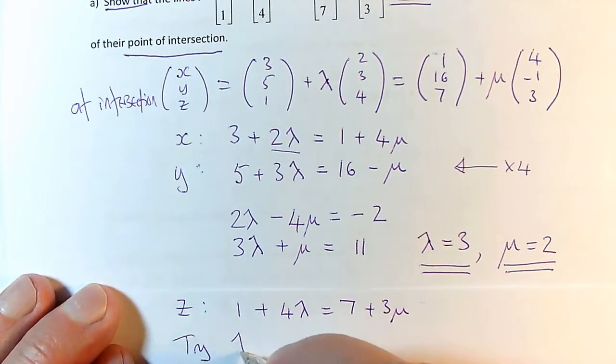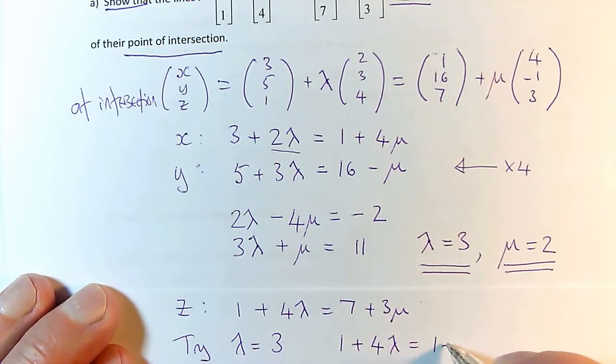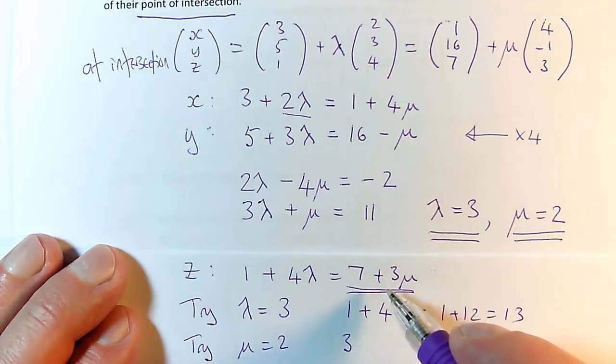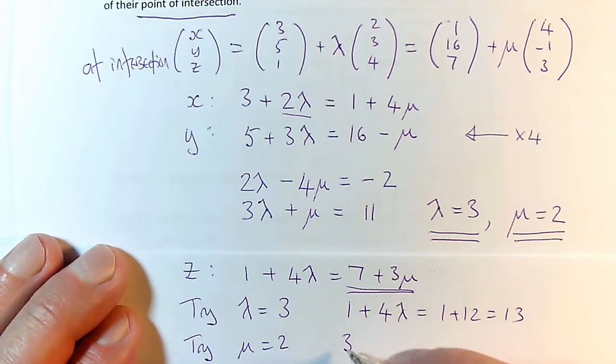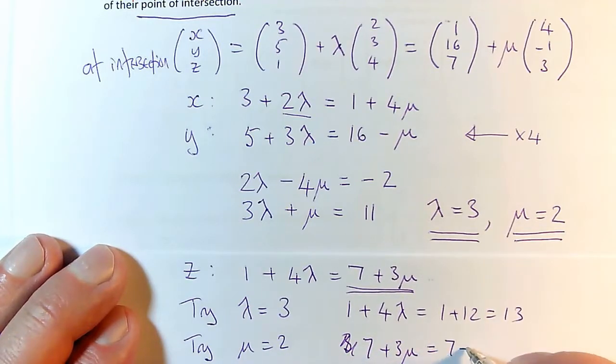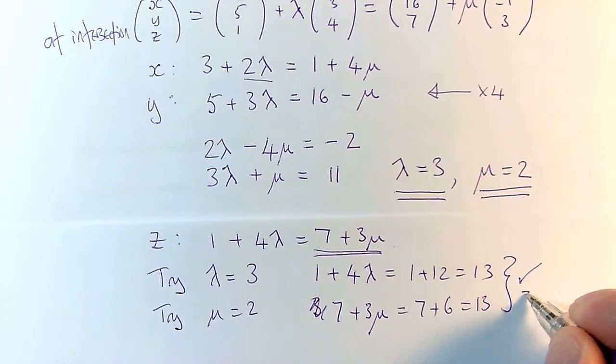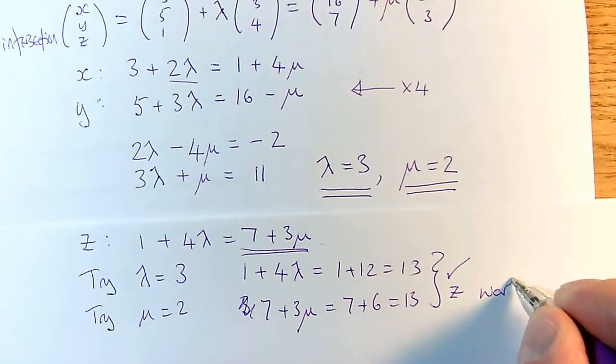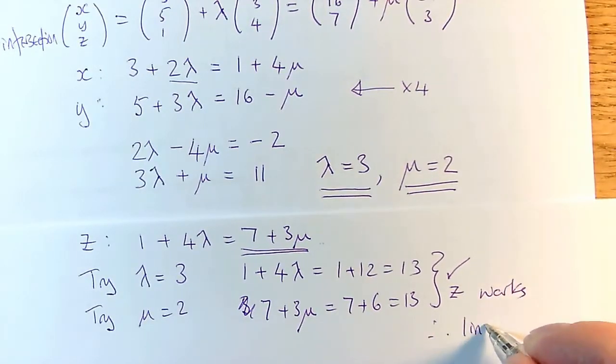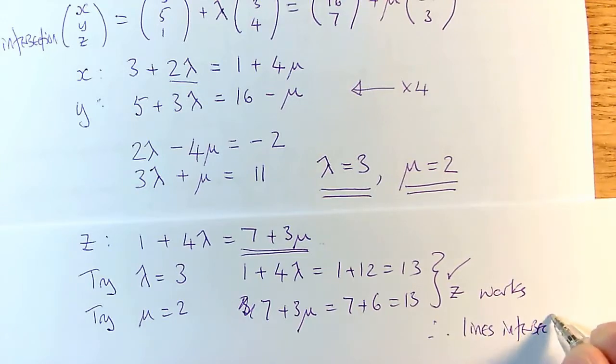So if we try lambda equals 3, then 1 plus 4 lambda is going to equal 1 plus 12, which is 13. And if I try my mu value, which is 2, I have to check it works with this 7 plus 3 mu. So mu equals 2 gives me 7 plus 3 times 2, which is 7 plus 6, which is 13. And the fact that these are the same means our comment here is that z works, therefore the lines intersect.